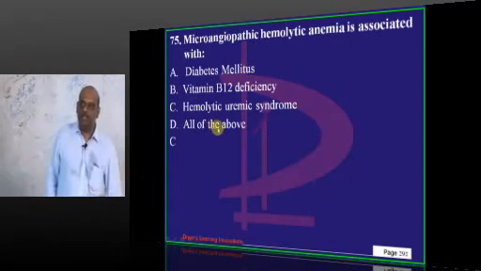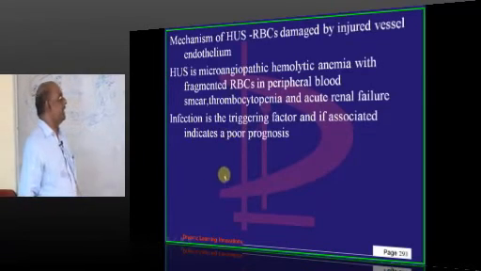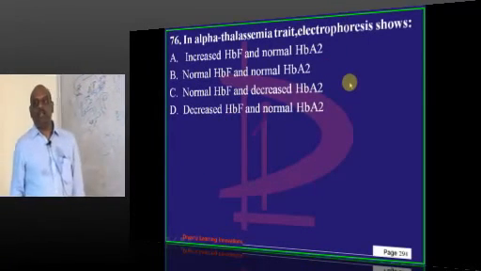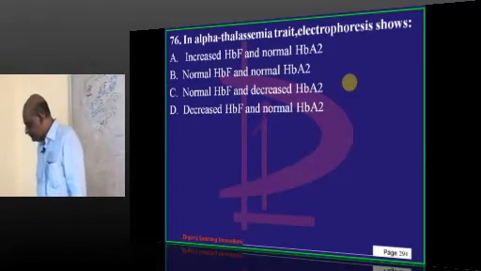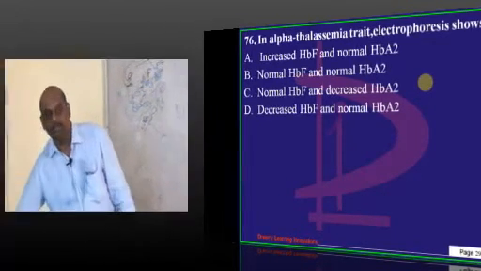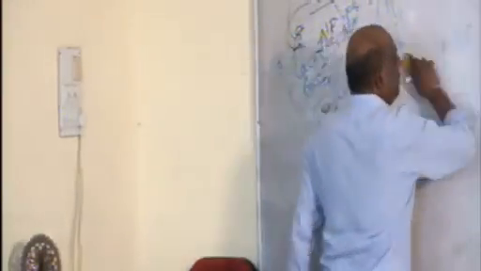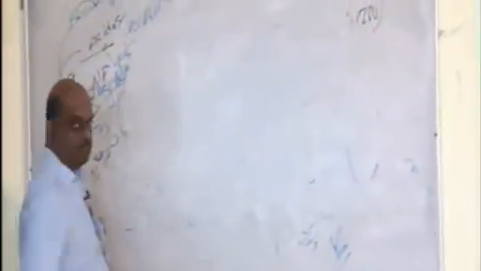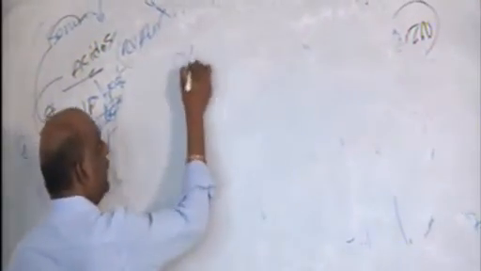Microangiopathic hemolytic anemia, where do you have it? Hemolytic uremic syndrome, TTP, etc. In alpha thalassemia, what happens if you do electrophoresis? So basically, doctor, what is adult hemoglobin? Alpha beta. What is fetal hemoglobin? Alpha gamma. Right? What is HbA2? Alpha and delta. Okay.